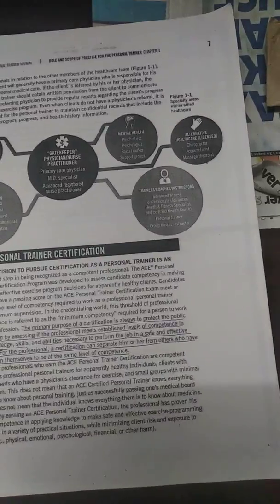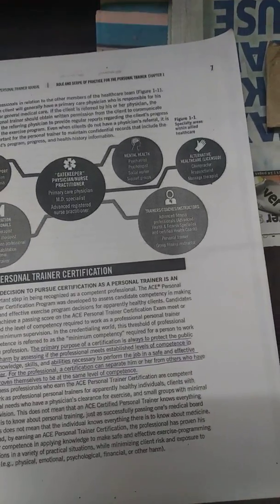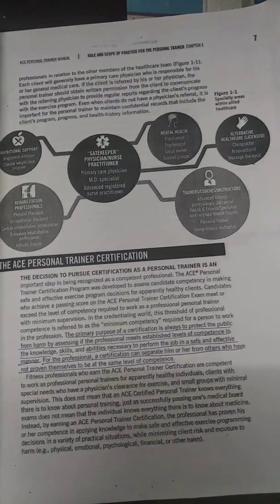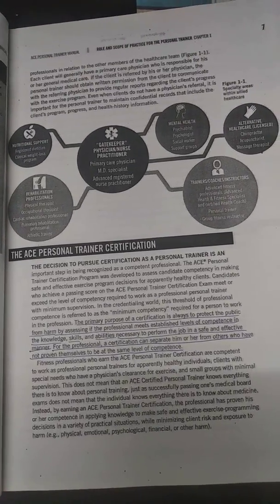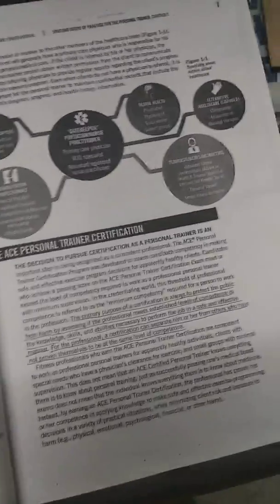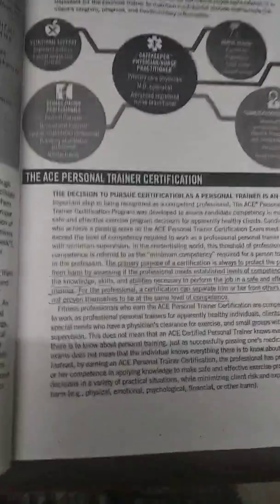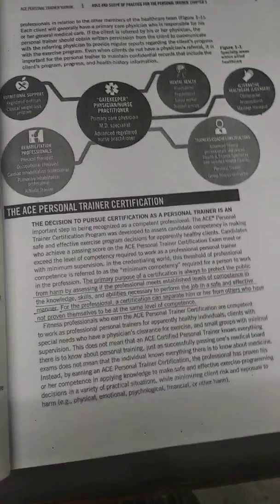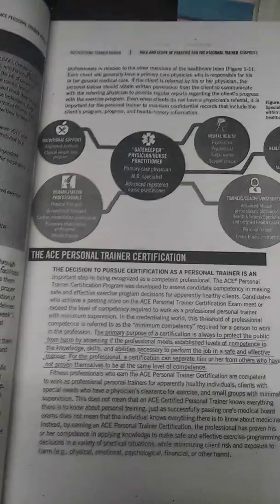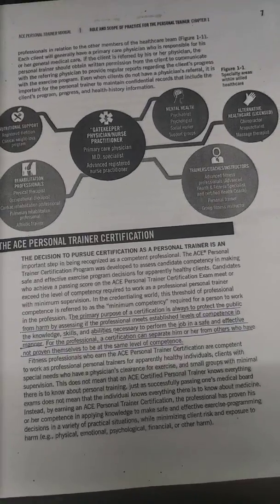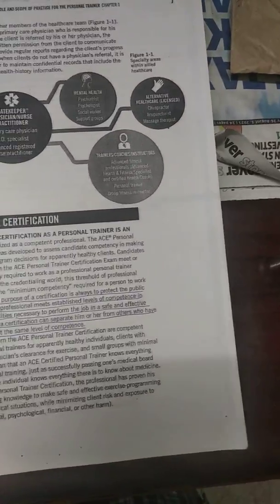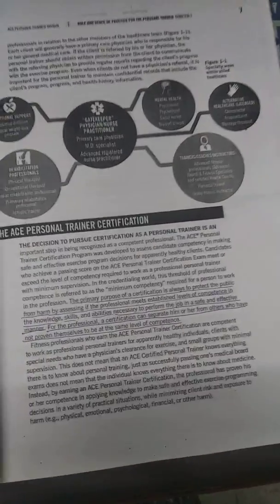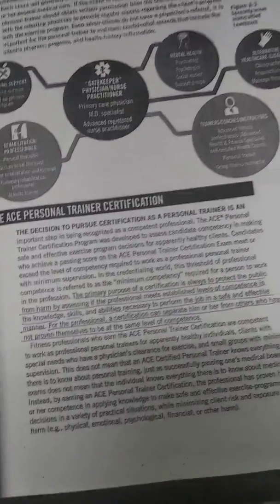The primary purpose of certification is always to protect the public from harm by assessing if the professional meets an established level of competence in the knowledge, skills, and abilities. Yes, guys, you have a lot of apps nowadays, then why do we need a personal trainer? A personal trainer is for protection from doing any harm. The primary purpose of certification is always to protect the public from harm. You heard me right?